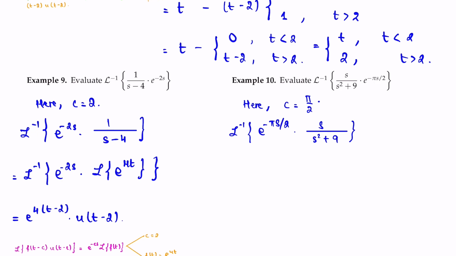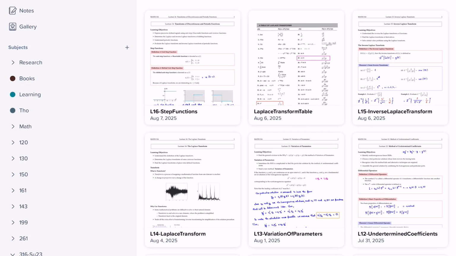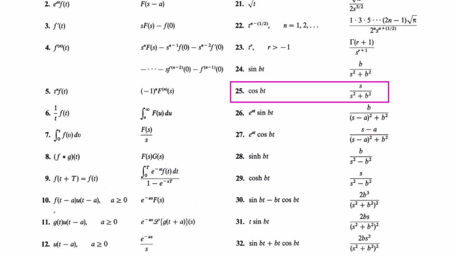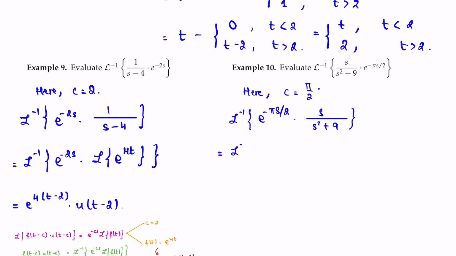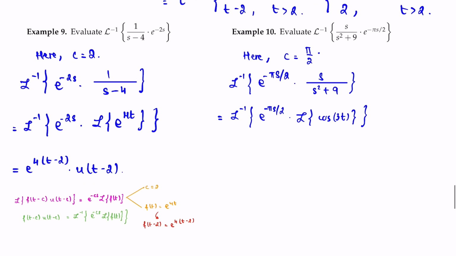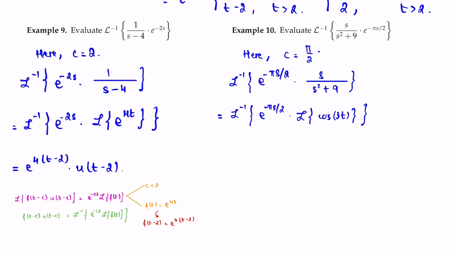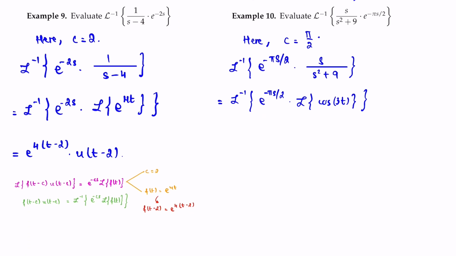So for s over s squared plus 9, let's go to the Laplace transform table. So you have the formula s over s squared plus b squared, for b equal to 3 in this case. So the Laplace transform of cosine of 3t is s over s squared plus 9. So let's go back to the notes here. So this expression can be written as the inverse Laplace transform of e to the negative pi s over 2 times the Laplace transform of cosine of 3t. And then you can use the formula that we saw earlier. So let me include the formula over here.